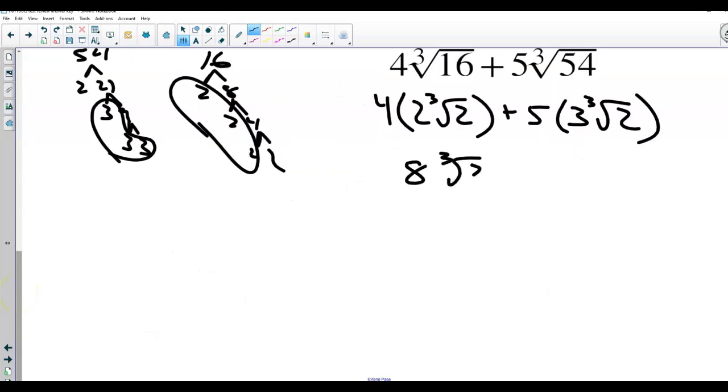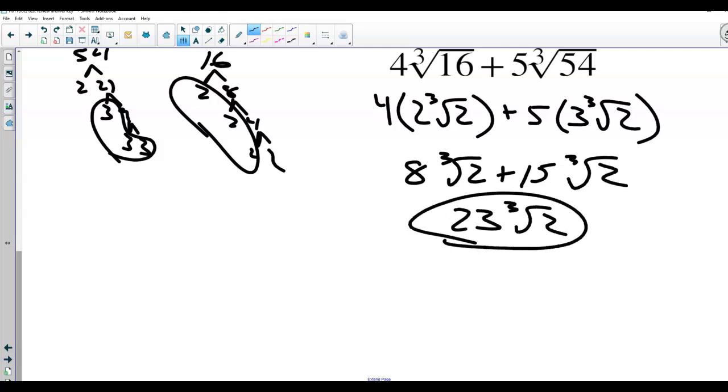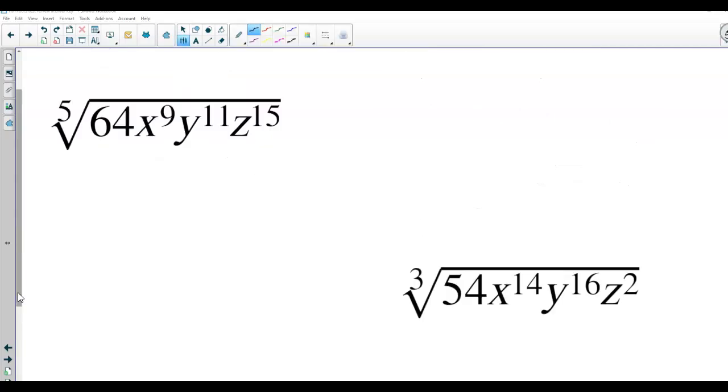Eight cube root 2 plus 15 cube root 2, 23 cube root 2. And that's our answer. All right, so when you get something like this, just simplifying this radical. The number we simplify as we've done in the past.